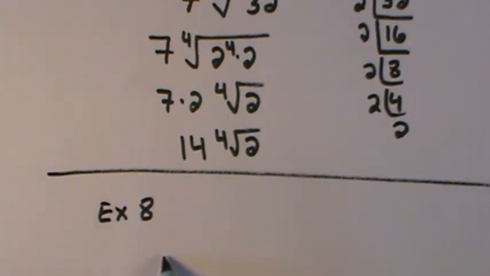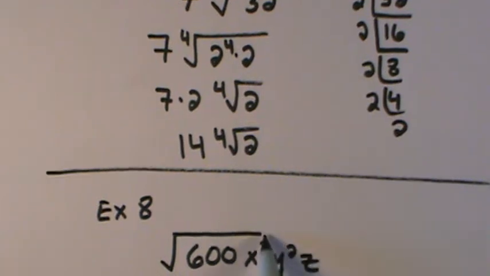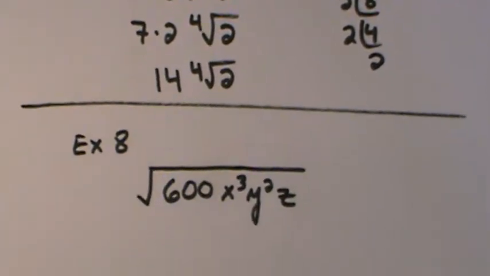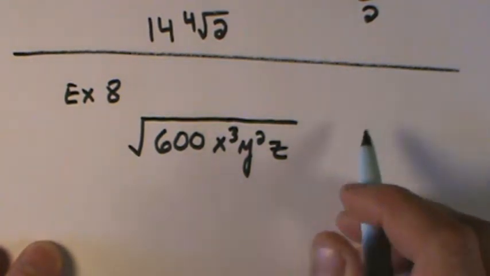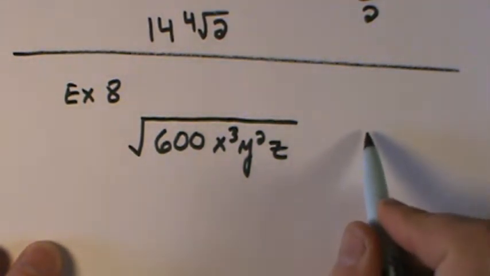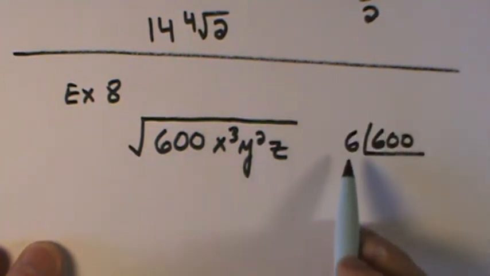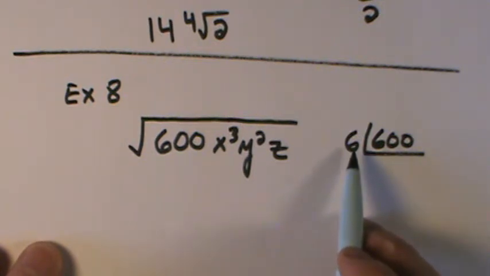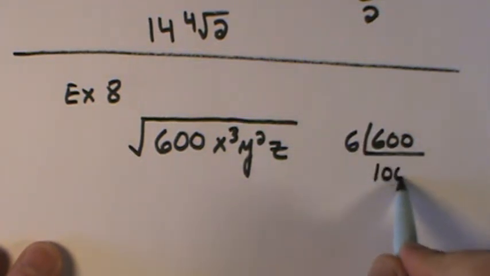So as an example, let's go back to just a regular square root. 600 x cubed y squared z. We'll start with a numeric value, the numeric part. 600 I recognize to be 6, which technically this should be a prime number out here, but I know that 2 times 3, neither part's going to get out, and when I divide this by 6, I get to a square.